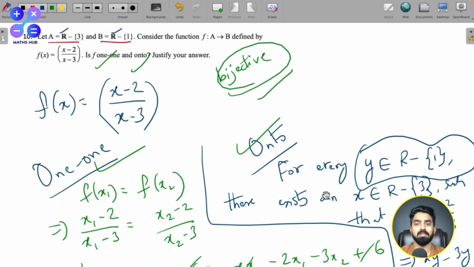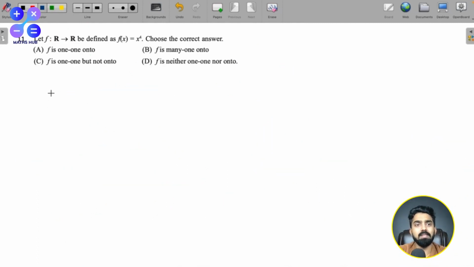Great. Let's go to the next question. Question number 11 says there's a function f defined from real terms to real terms such that f of x is x power 4. So we need to find out which of these options is correct. Is it 1 to 1 and on to, many to 1 and on to, 1 to 1 but not on to, neither 1 to 1 nor on to?